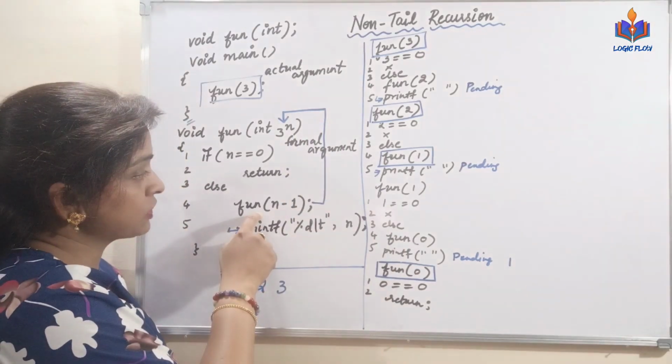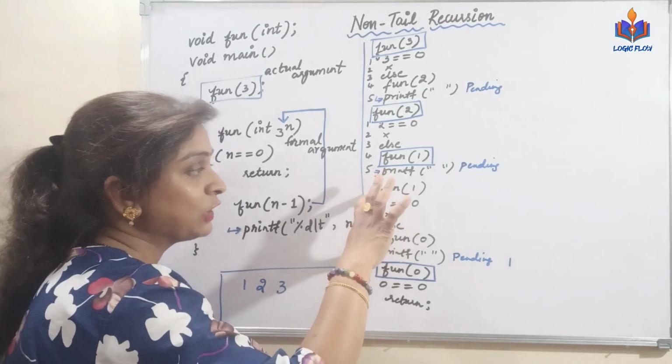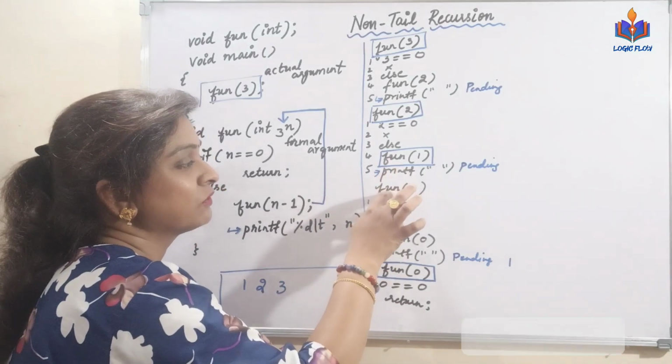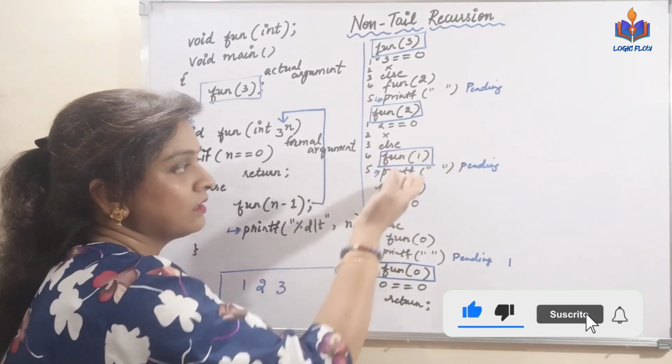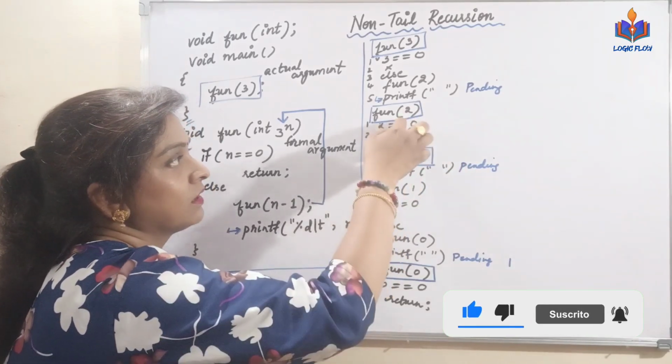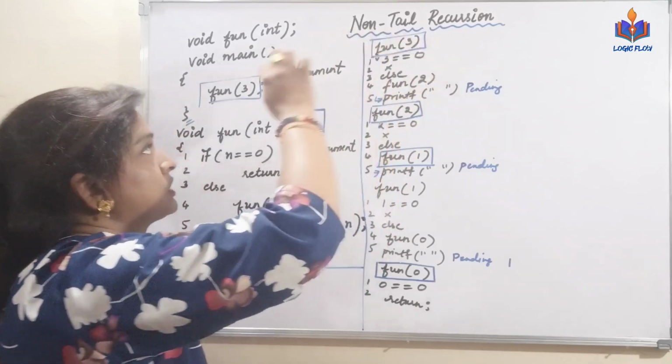See, after this function call you have one more statement. That statement has to be executed. Then I need to wind up this function. Then return will be to function 1 here. Got it? Again this pending statement. Again return to function 2. Again this pending statement. Again return to function 3. It's here.